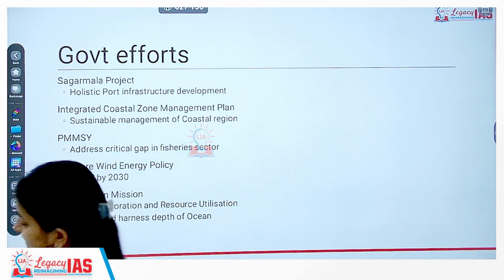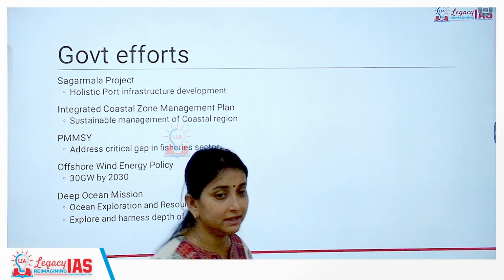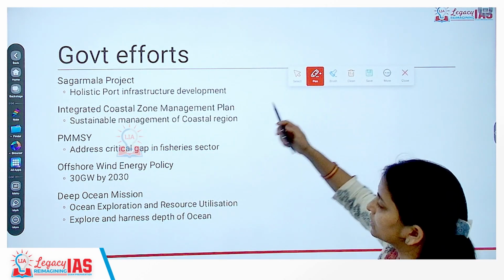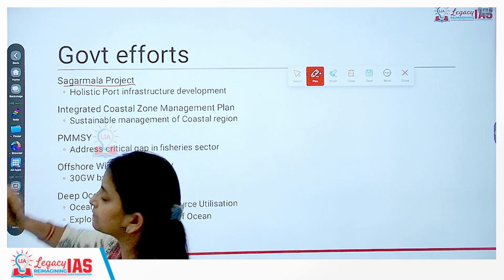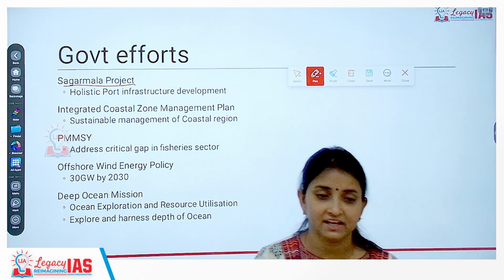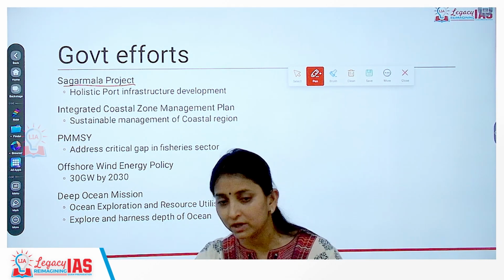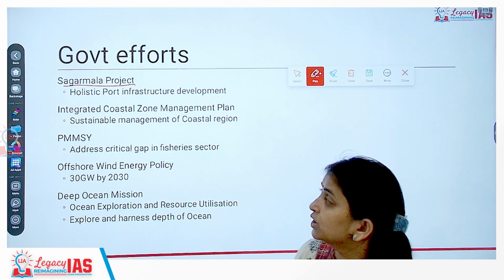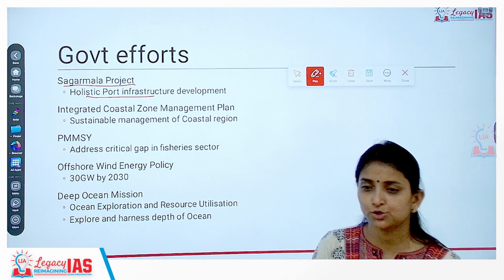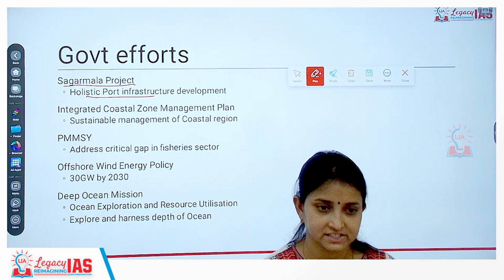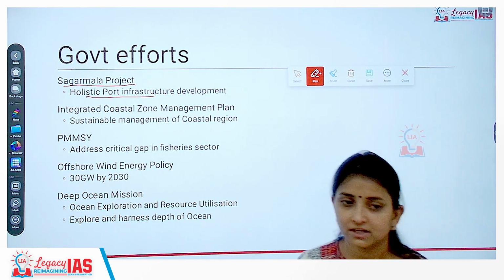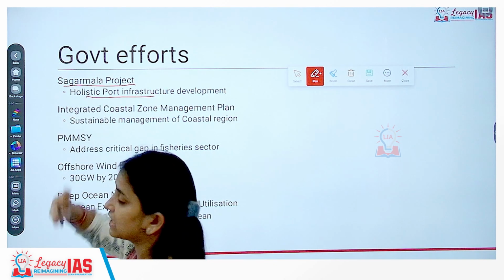But what has the government done? What are the efforts taken by the government in this regard to improve the blue economy? So the first major project that the government carried out is the Sagarmala project. The intention of the Sagarmala project was that our turnaround time for ports was very high. So we need to develop better road and rail evacuation facilities. So basically we are carrying out holistic port infrastructure development. So there should be a logistics facility, cold storage facility at the ports, evacuation facility, so that the ships take lesser turnaround time. That is the intention of the Sagarmala project.